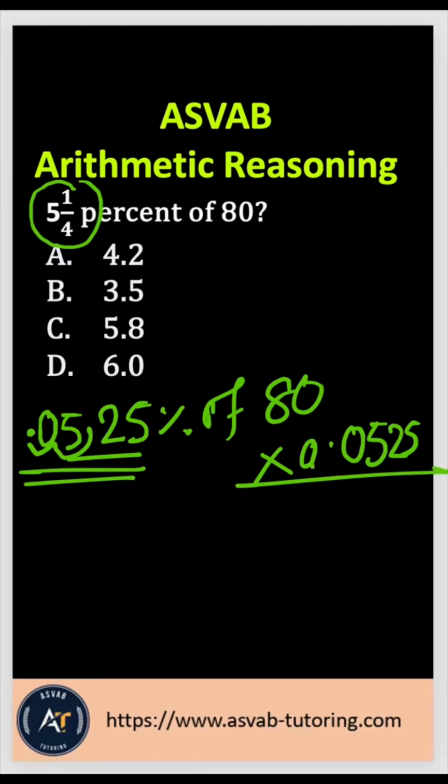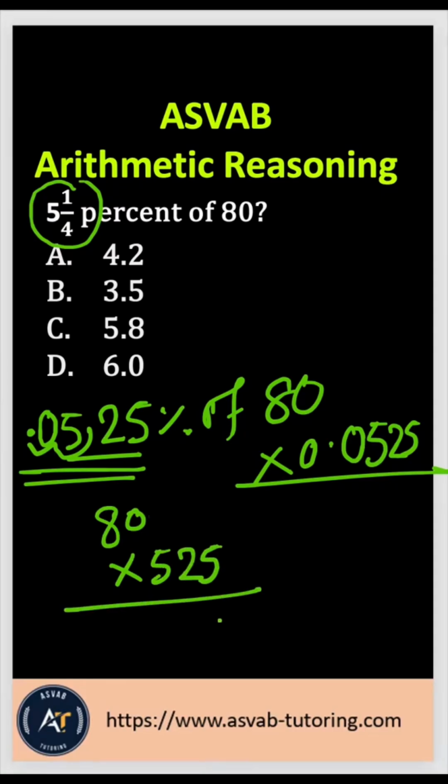0.0525, right? Anytime you want to multiply decimals, forget about the decimals. Let's multiply without the decimal first. So that gives you 80 times 525. Now multiply the regular way, put a 0 here, and now multiply 8 with everything. 8 times 5 is 40, 0, carry 4. 8 times 2 is 16, 16 plus 4 is 20, 0, carry 2. 8 times 5 is 40 plus 2 is 42.